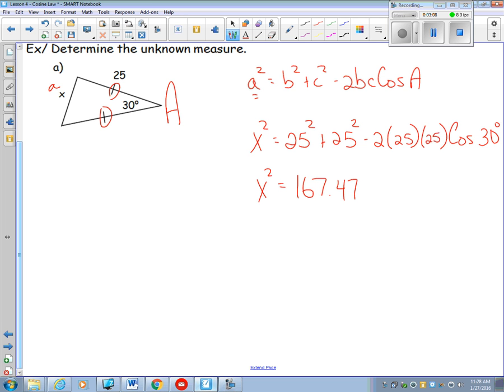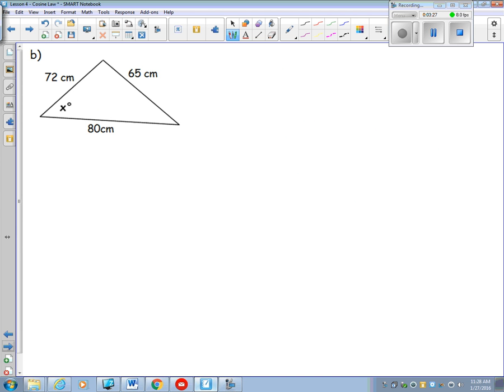Now remember, that's what x squared is. If I want to get x, I have to take the square root of that answer. And if I do that, I end up with 12.94. And I've solved the missing side. That's all I was asked to do in this one. That's one of the two kinds of questions we can do with the cosine law. The second one would be the one with the missing angle.